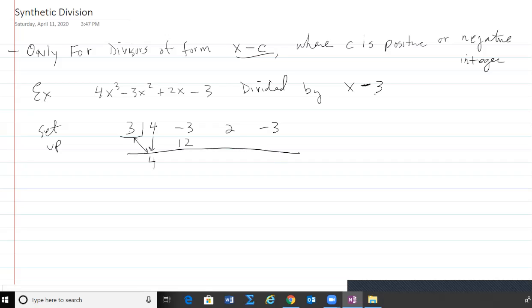Now you can run through that, repeat that a few times if you need to. You can replay this, back this up to see what I did. Bring the 4 down, multiply 3 by the 4, put it over here. Now you're going to add. This makes a 9 here. Now you're going to repeat that multiplication here, across this way. That makes a 27. You're going to add again.